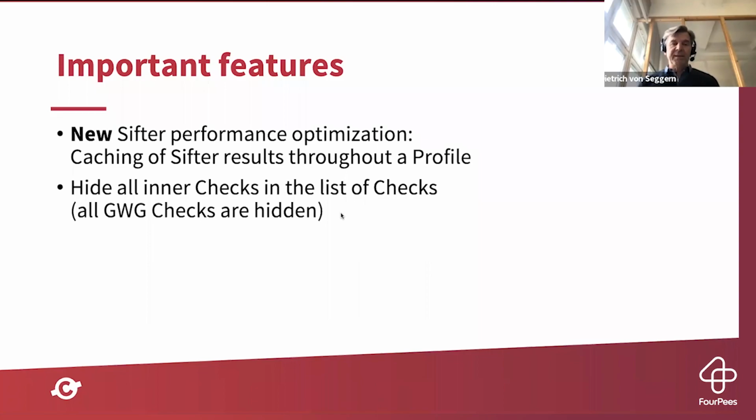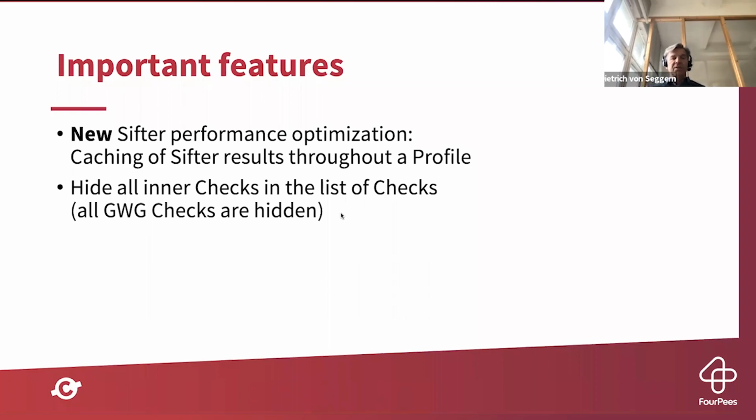So what we implemented for 13.1 is caching. Up until 13.1, when you would use, let's say, the visible check, the sifter check that only takes objects into account that are visible, in two different checks in the same profile, the engine would run that sifter check twice. That is not the case in 13.1 anymore.